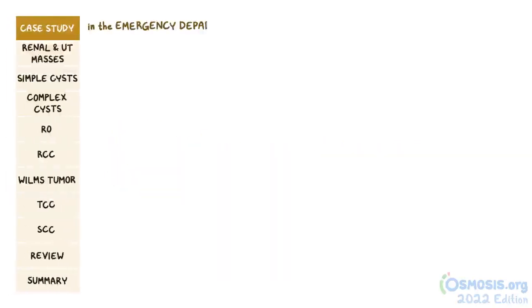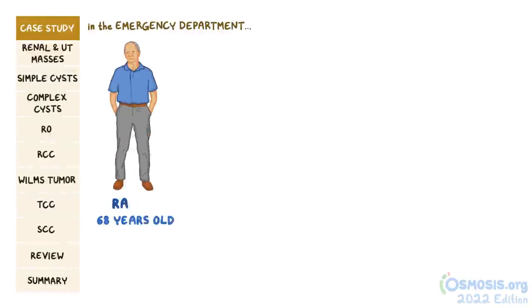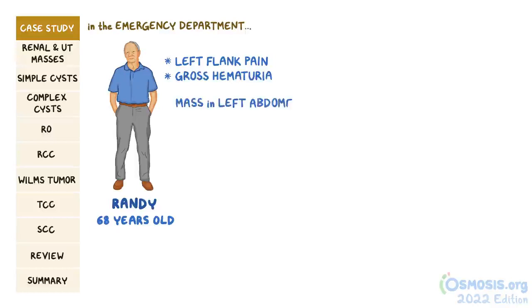In the emergency department, 2 people are coming in. One of them is 68-year-old Randy, who has left flank pain and gross hematuria. On the physical examination, there's also a palpable mass in the left abdomen. Randy also has a history of heavy smoking for the past 40 years.